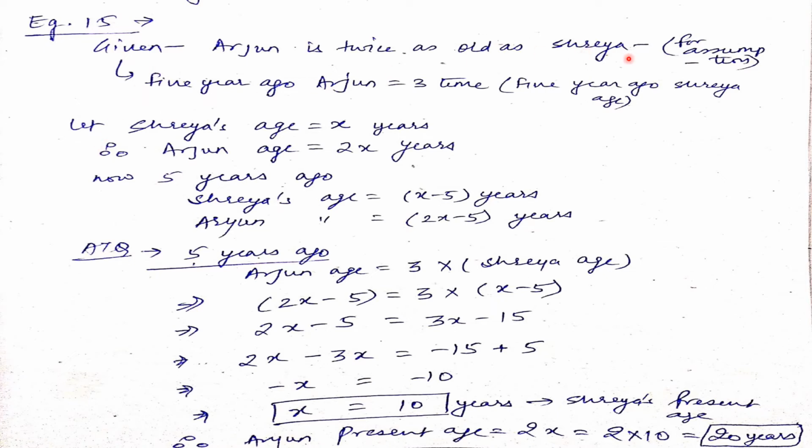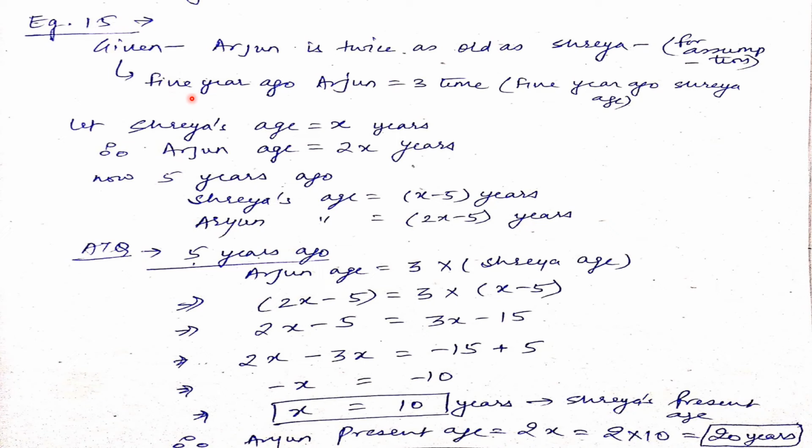You can see Shreya is the base here because Arjun's age is defined in terms of Shreya's age. So Shreya's age I have assumed as x years. So Arjun's age is 2x. It is telling you Arjun is twice as old as Shreya, so 2x is Arjun's age. Now you can also check what your age was 5 years ago. Just subtract 5 from your present age. That is what I have done. So 5 years ago Shreya's age will be x minus 5 years and Arjun's age will be 2x minus 5 years. No issue.